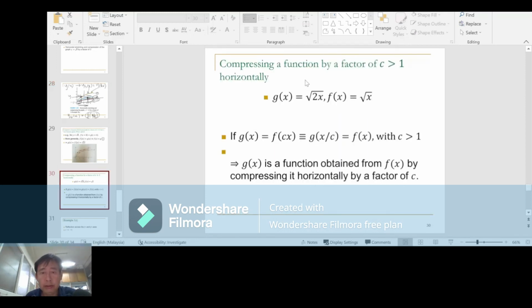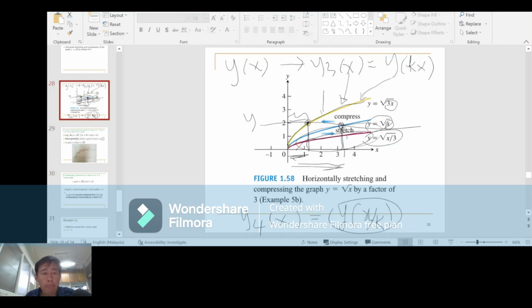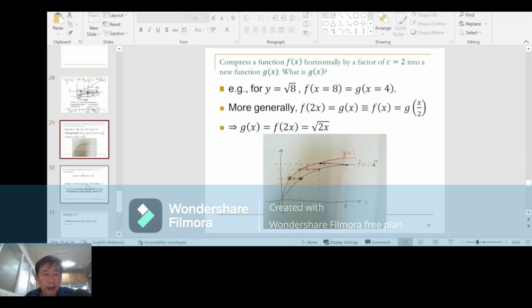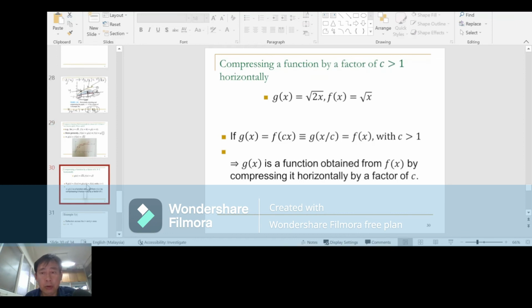Okay, so this is just another example. If you look at this function, the original function is the square root of x. If you multiply x by a factor of 2, does that amount to compression or stretching? Okay, you can figure it out yourself. So that is the discussion that I'm going to end here. I'm not going to continue, but you should try to understand how the compression and stretching of a function horizontally and vertically can be done.